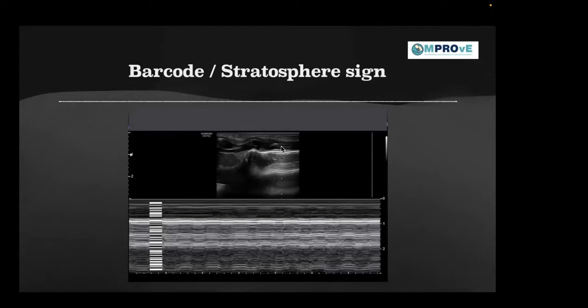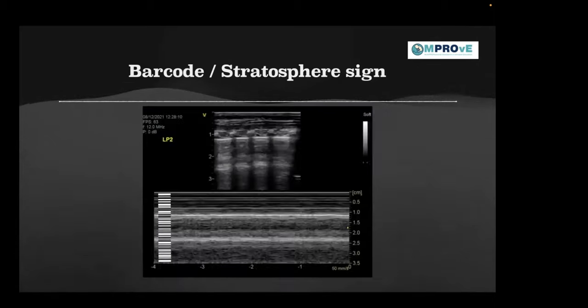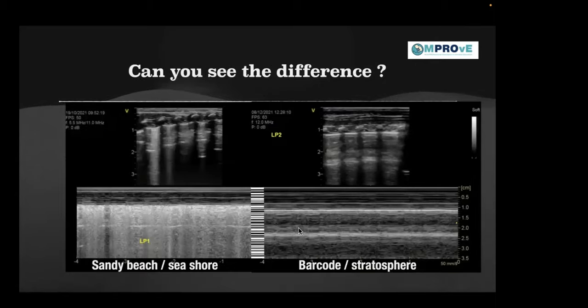Whereas barcode, it's straightforward. You interrogate the area with the pneumothorax, you see a barcode sign. I'll show you the comparison as well to be very clear. So that's your barcode sign. And so this is a side by side view. So this is a normal sandy beach appearance, and this is a barcode appearance.